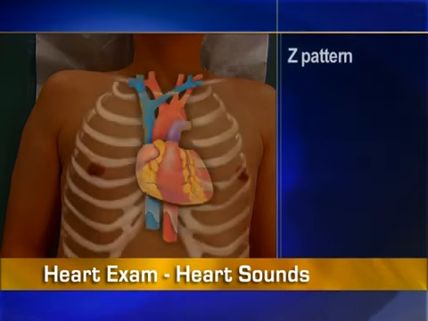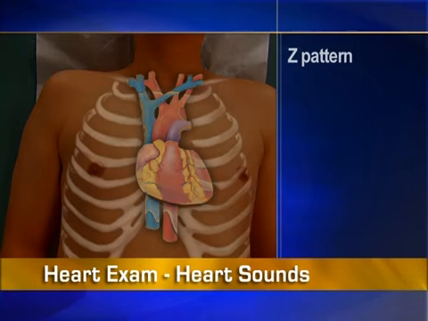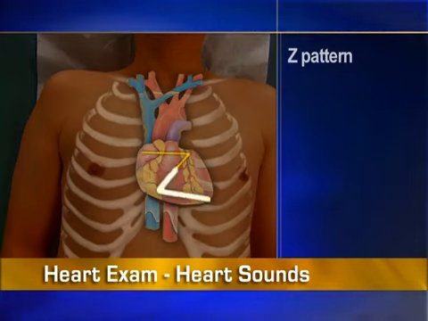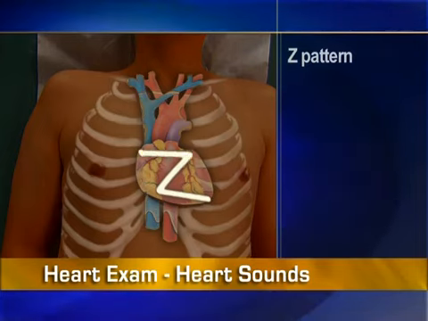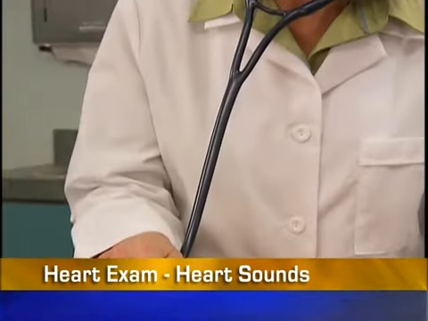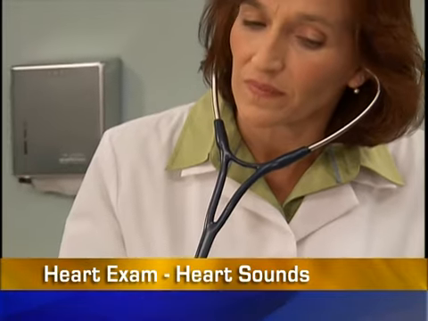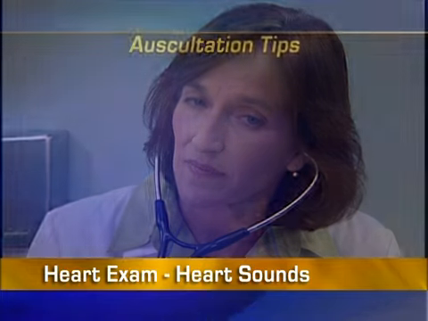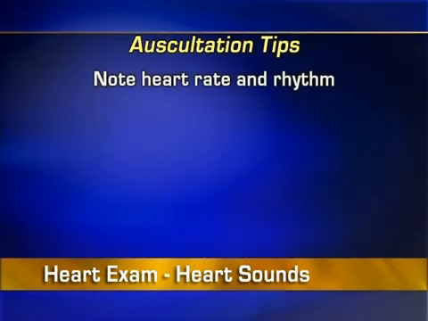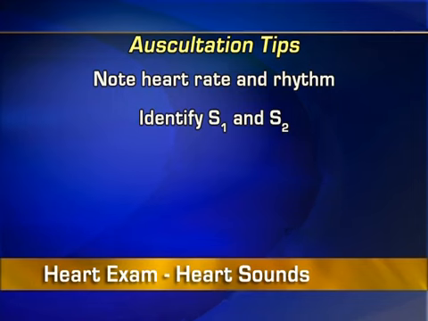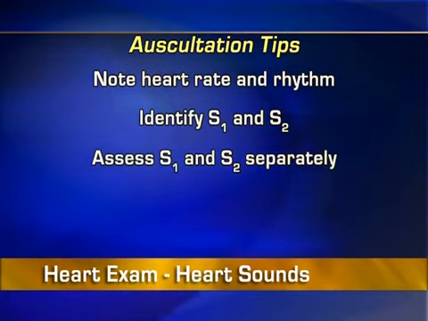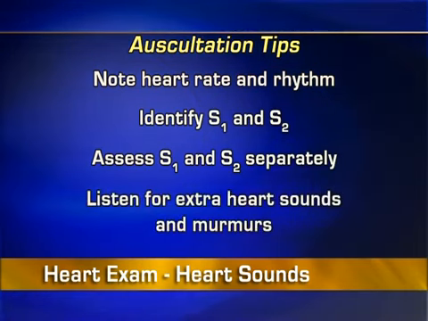Also auscultate in other locations. Move the stethoscope slowly in a rough Z pattern from the apex of the heart, across and up, and then across the base. To evaluate heart sounds most accurately, focus on just one sound at a time and follow these steps. At each location, note the heart rate and rhythm. Identify S1 and S2. Assess S1 and S2 separately, and listen for extra heart sounds and murmurs.